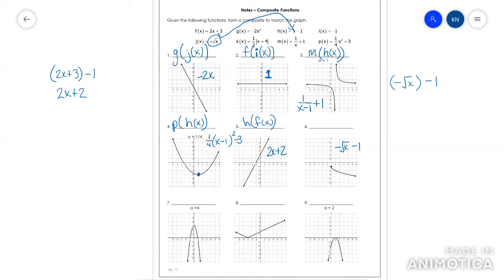So j of x got plugged in to h of x, like that. All right, moving right along.